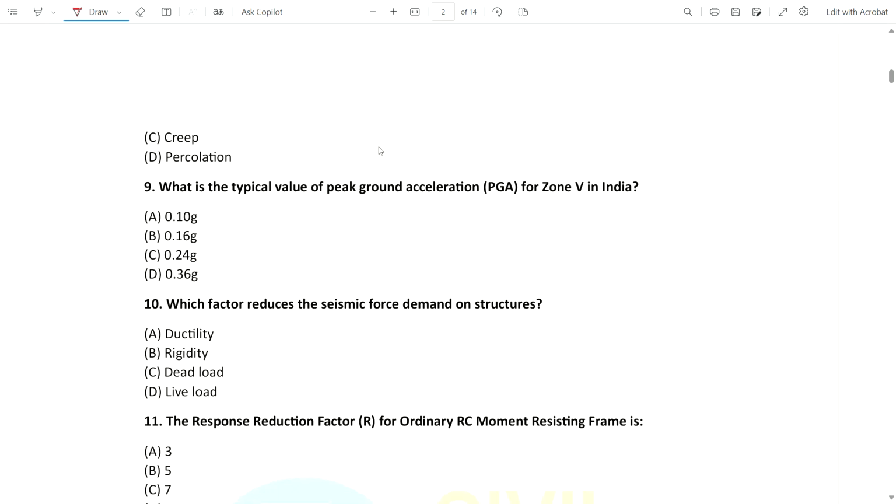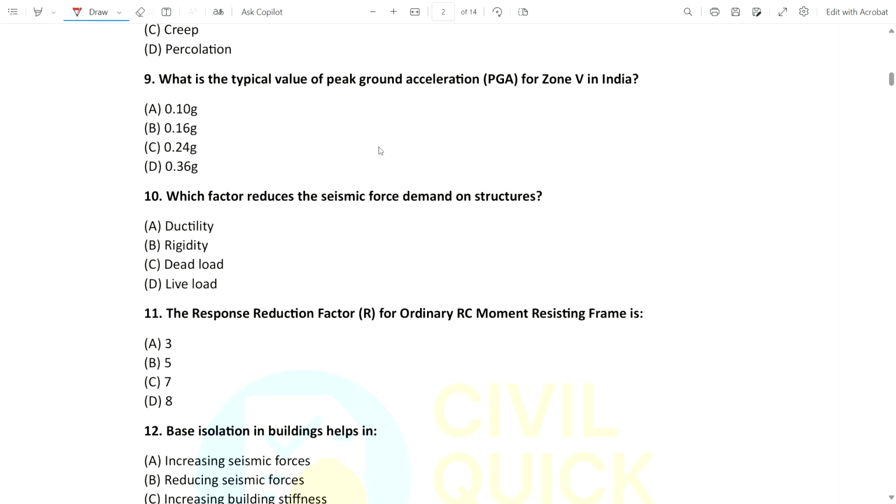Okay, then let it be question number 9. What is the typical value of peak ground acceleration for Zone 5 in India? Okay, peak ground acceleration, as I have already discussed in my previous video. You go through that, revise the notes, and after that you come and join. Now here the answer will be 0.36. It is the peak ground acceleration for Zone 5. Zone 2, Zone 3 and Zone 4 have other peak ground acceleration values.